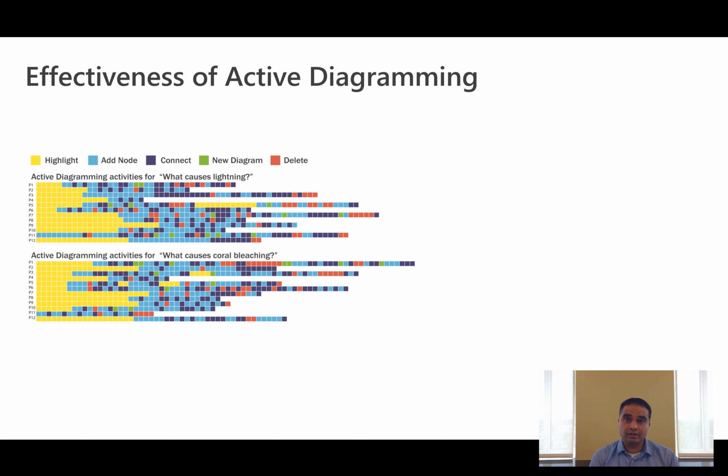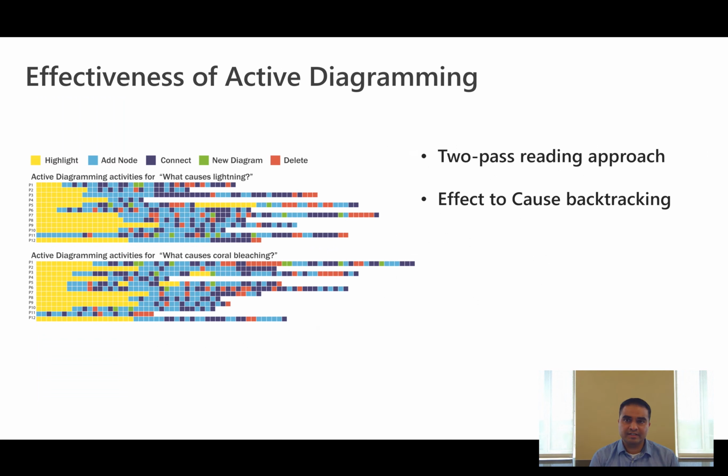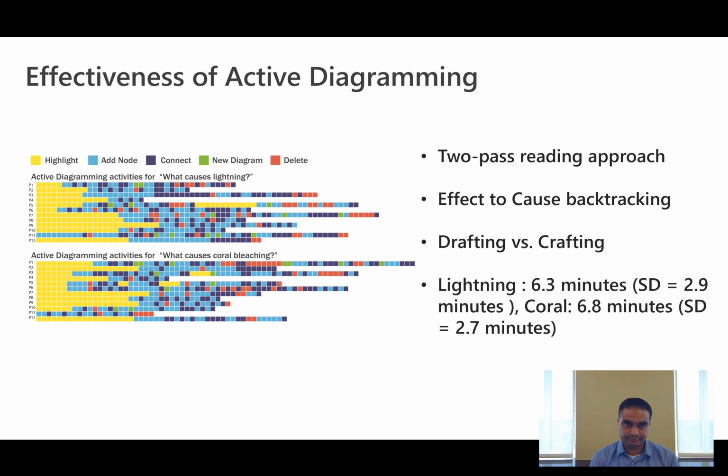As you can see from the log data, all but one participant followed a two-pass reading approach. In the second pass, a few of our participants started with the final effect and then backtracked their way to the initial cause. The low cost to create and delete diagram elements, along with the sketchy look and feel, encouraged a drafting approach to comprehension as opposed to deliberate creation or crafting.